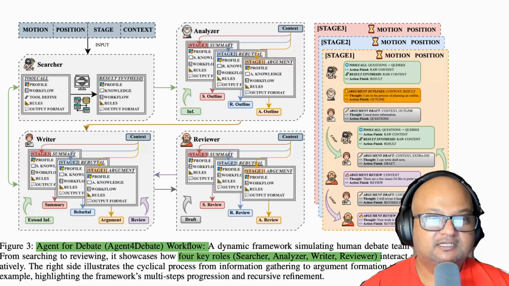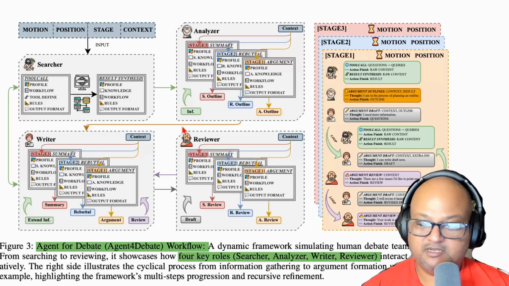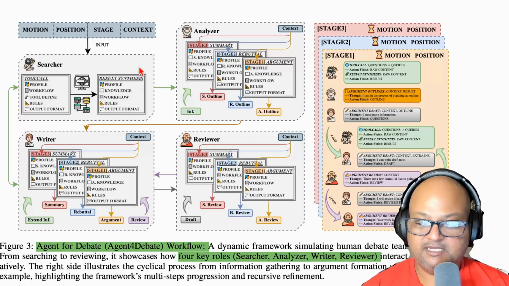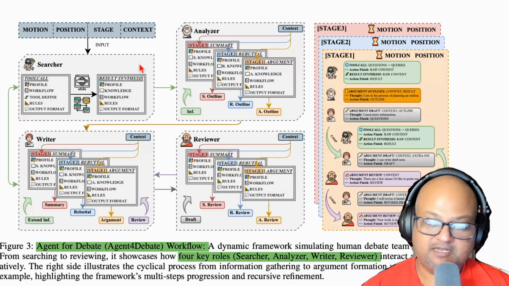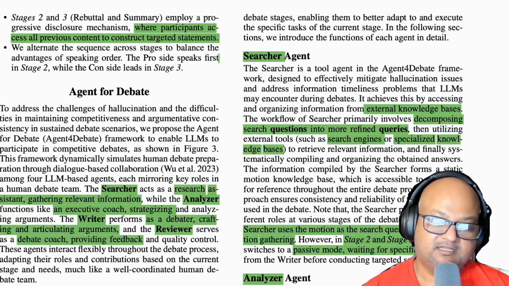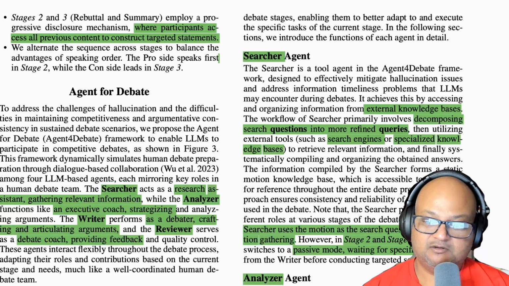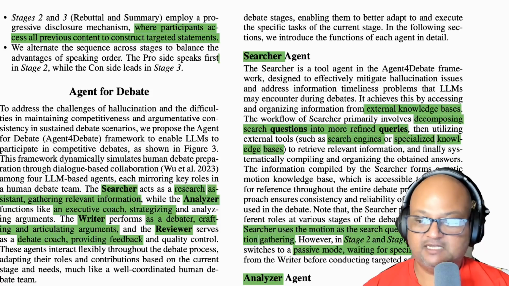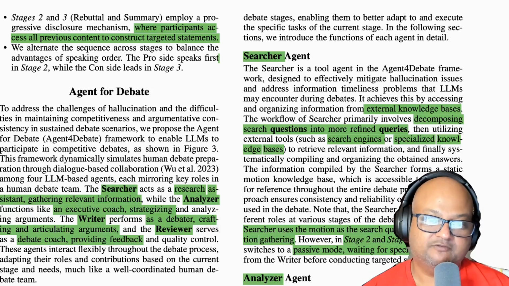The authors in this paper have broken down this problem into 4 distinct agents: a searcher agent, an analyzer, a writer, and a reviewer. And each of these agents is invoked for each of these stages in the debate that we just saw. Now, as they say in the paper, the way they came up with this breakdown was by mimicking what a human debater typically does. So these are the phases that a human debater would follow.